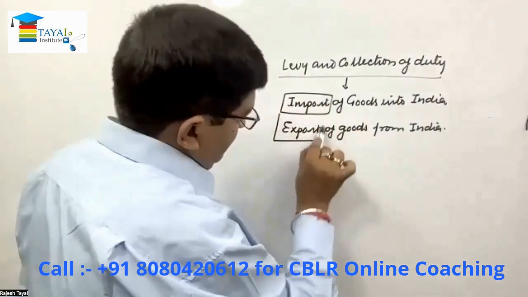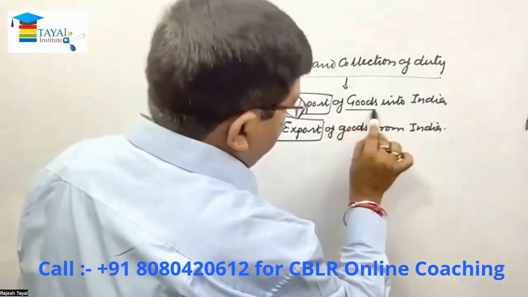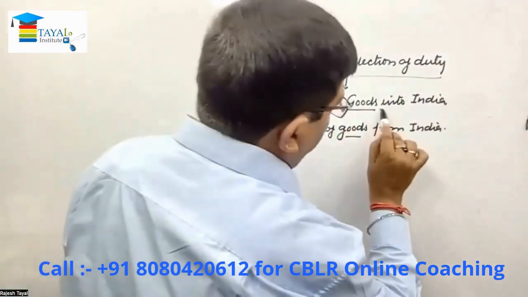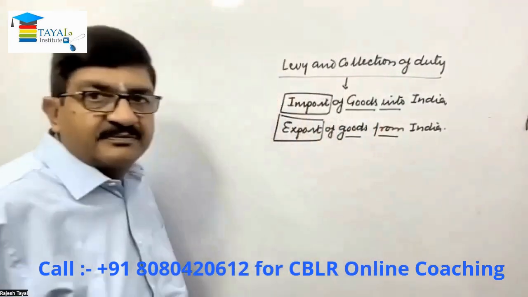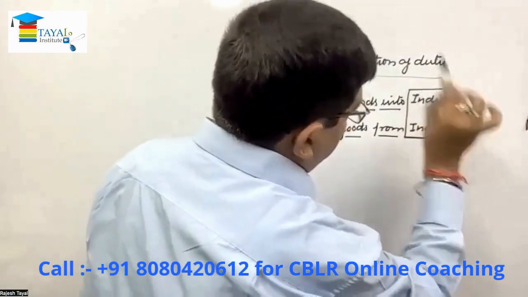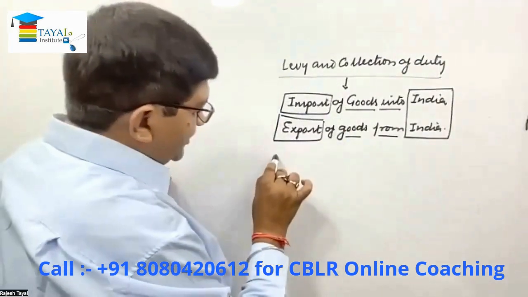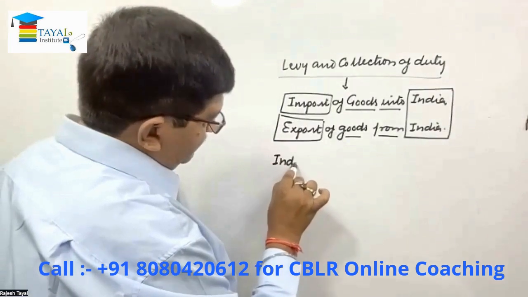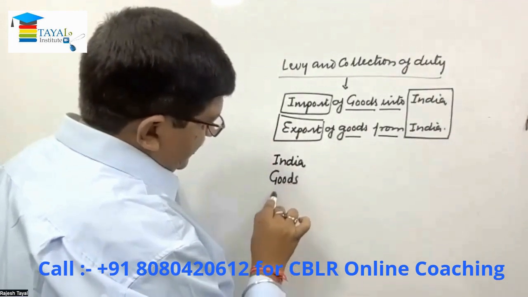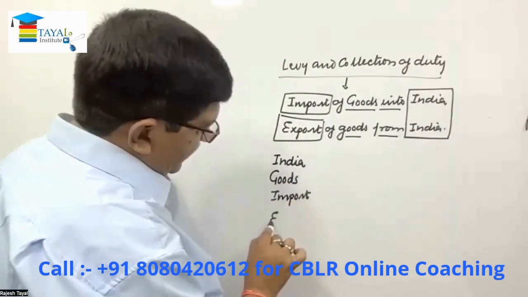Number one, import. Number two, export. What is common? Goods. Difference: import is into India, export is from India. And again, what is common? The word India is common. So what is common is, number one, the word India. Number two, the word goods. Number three comes import. Number four is export.